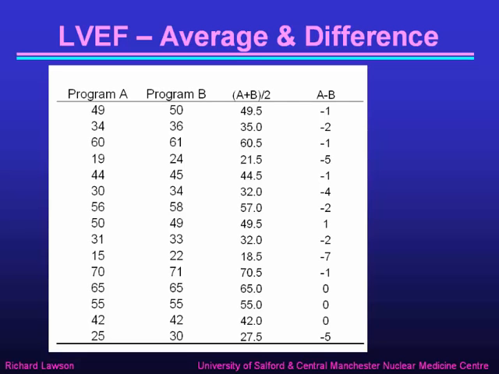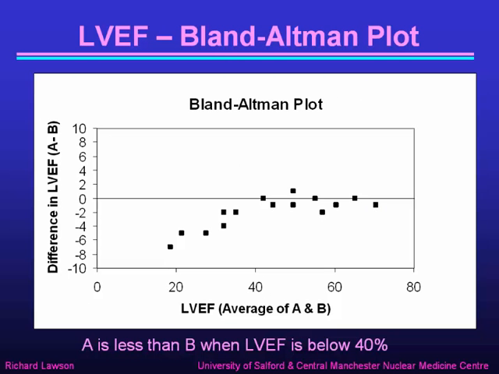So here, for the Bland-Altman plot, I have to calculate the average and the difference. So I've shown here (A plus B) over 2: 49 plus 50 over 2 is 49.5, and A minus B: 49 minus 50 is minus 1, and so on. So the Bland-Altman plot consists of a graph of this difference, A minus B, against the average, (A plus B) over 2. And that's what I've shown here.